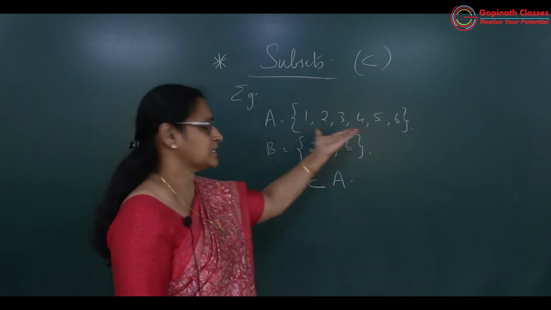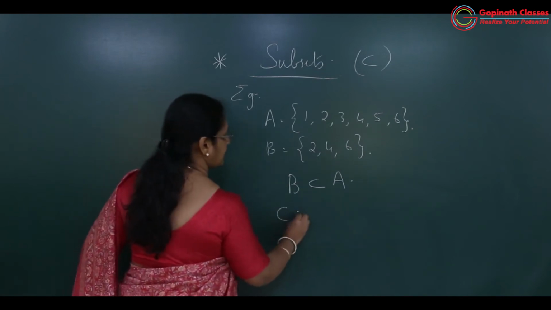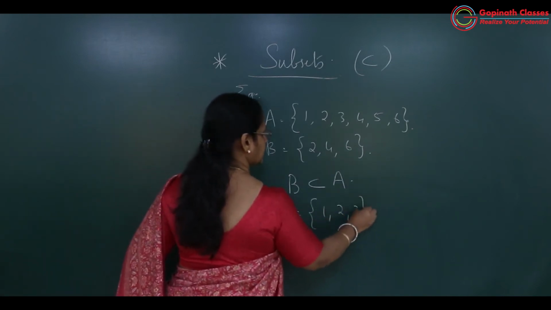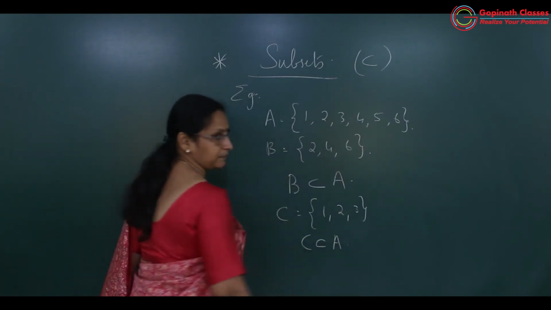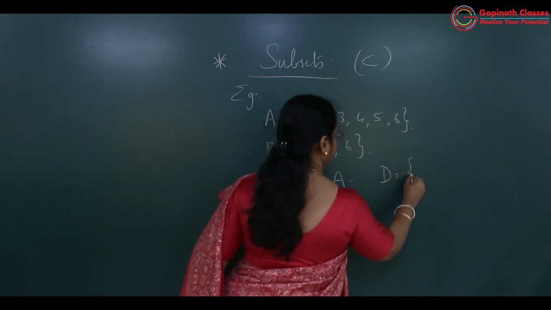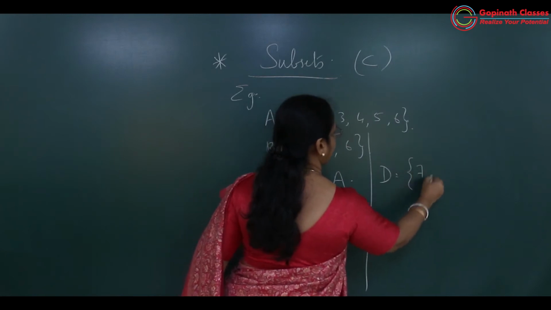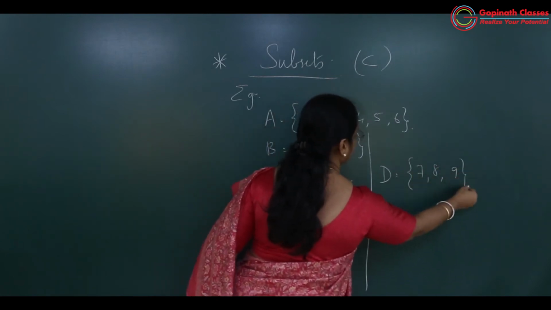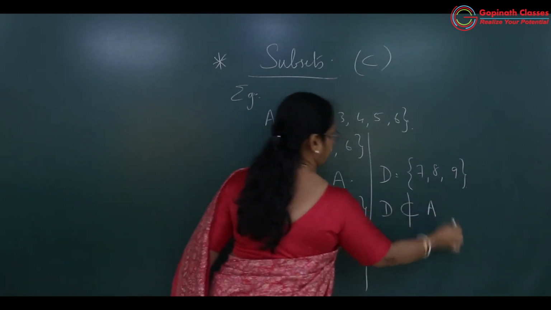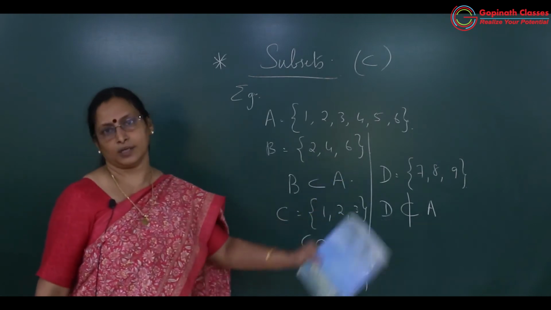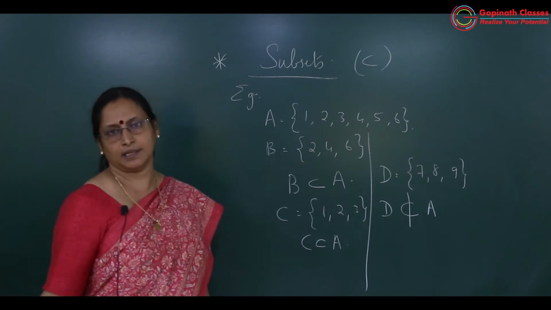We can make many subsets of this. From this, I can make one more subset. For example, C, if I'm writing {1, 2, 3}, get it. All elements of C are also in A, so I can write C is a subset of A. I can make another set D, that is {7, 8, 9}. No element of D is in A, so I can write D is not a subset of A. So subset and not a subset. Very simple. If it is a subset, then subset. Not a subset, then cancel it like that.